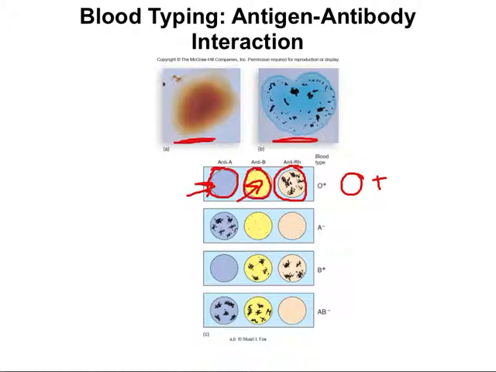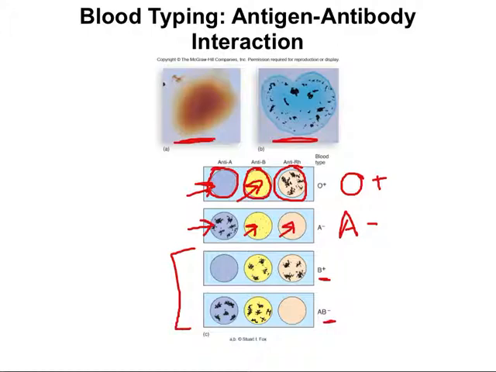Here we can see that there's clumping under type A. This patch contains A antibodies, so if it clumps, that must mean that the A antigen was in there. There's no clumping here, so there's no B antigens, and there's no clumping here, so there's no Rh factor. So that means we have A negative as the blood type. Check out these other two and see if you can understand how this is B positive or AB negative.